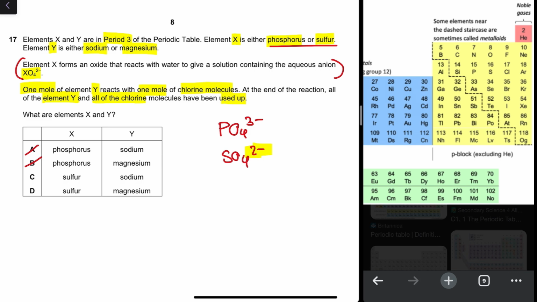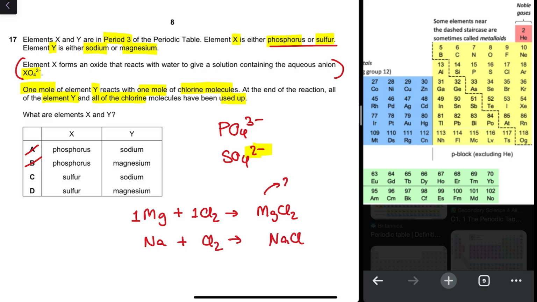molecules, and at the end all the chlorine molecules have been used up. So let's react sodium with chlorine and magnesium with chlorine. So if we do Mg plus Cl2, and they have to be 1 mole each, we will get MgCl2. If we react sodium with chlorine, we will get NaCl. That is because Mg is in group 2, sodium is in group 1. So magnesium requires 2 chlorine atoms per magnesium, while sodium only requires 1.